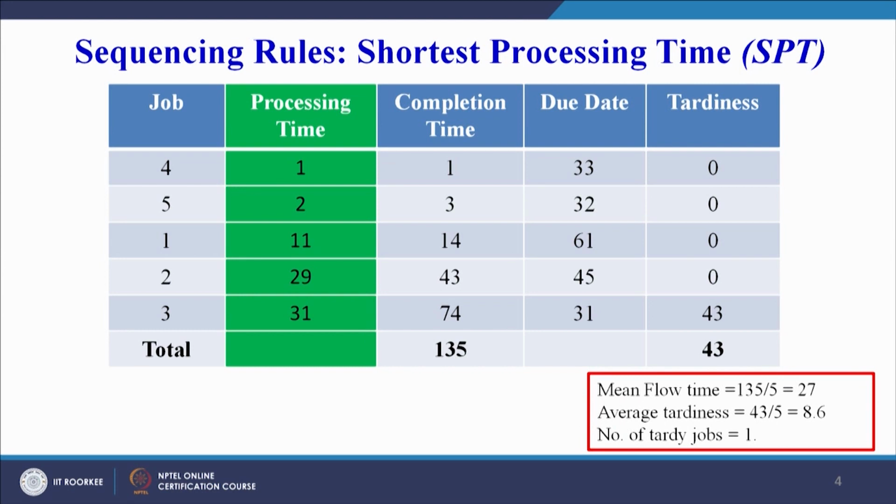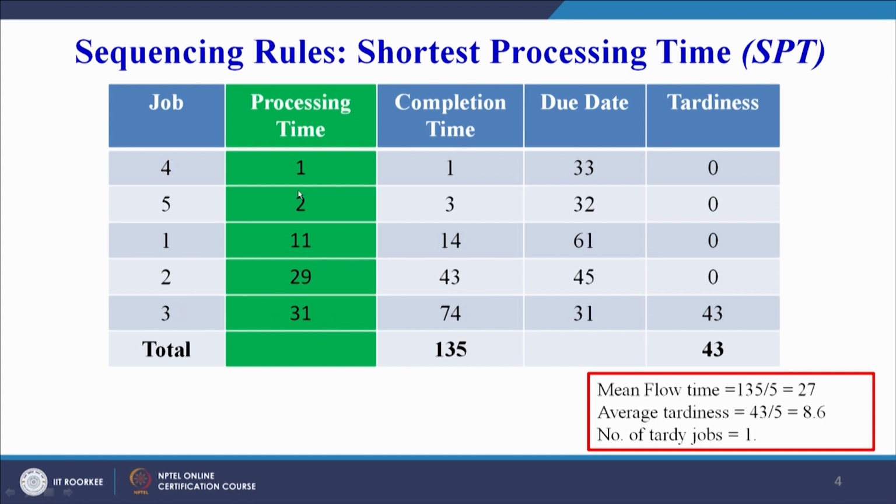Now here we can see the second rule, that is the shortest processing time. So we have arranged all the jobs based on the shortest processing time in increasing order. So job 4 requires 1 time unit, job 5 requires 2 time units, and the maximum time required for processing is by job 3, that is 31 time units.